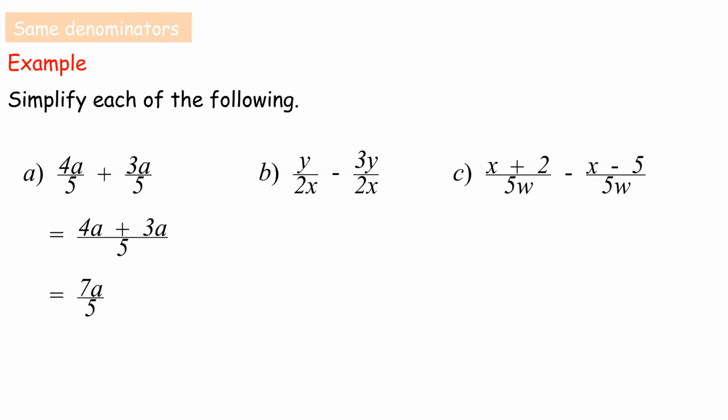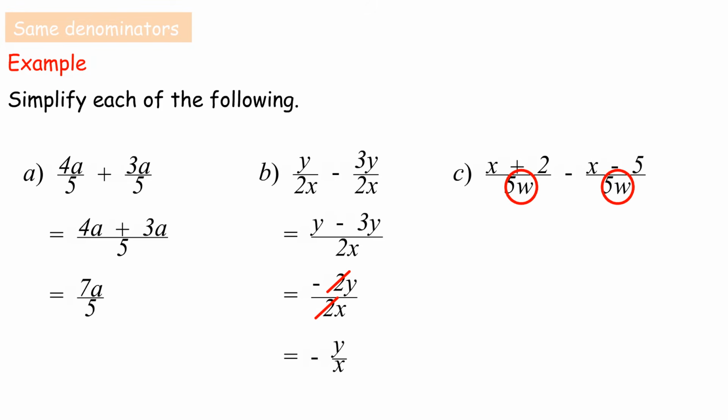B. y over 2x minus 3y over 2x. Since the denominators are the same, so just need to subtract the numerators. Equals y minus 3y over 2x equals negative 2y over 2x. Simplify the fraction. 2 can be divided by 2. Negative sign is usually not attached to the denominator. Equals negative y over x.